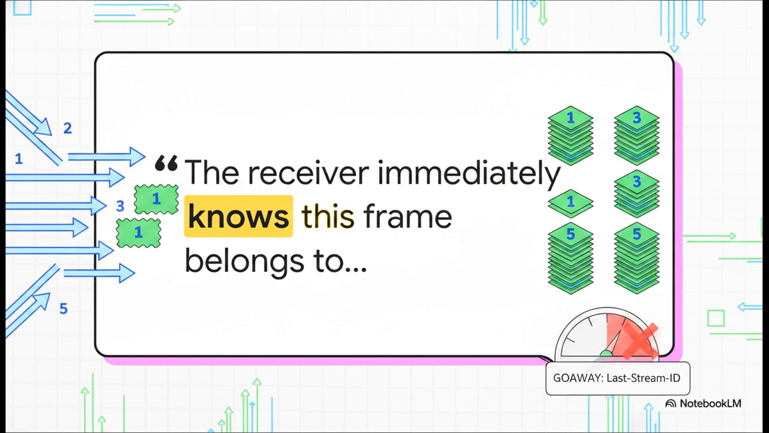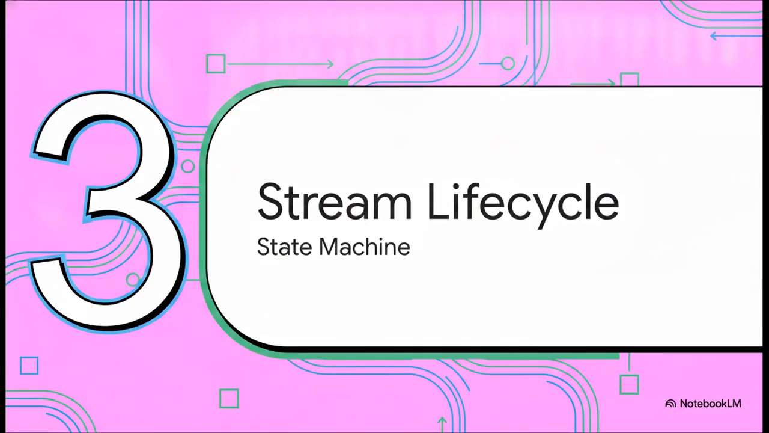The second a frame arrives, the receiver looks at the ID and instantly sorts it. Plus, these IDs cannot be reused. Once that number space is exhausted, the connection is gracefully terminated using a GOAWAY frame that specifically identifies the last stream ID. Moving on to part 3, the stream lifecycle.